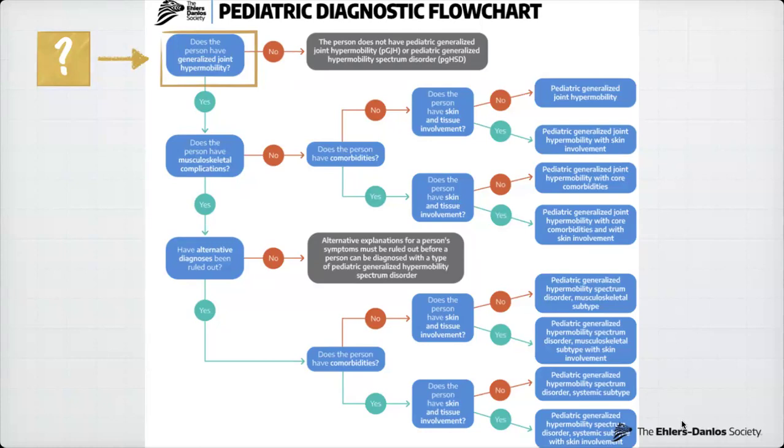If the answer is yes, it's going to be a spectrum disorder. If the answer is no, it will be a generalized joint hypermobility with or without skin involvement or comorbidities. And if it's a yes, there are other musculoskeletal complications involved, then we can have them again with and without the skin and comorbidity complications.